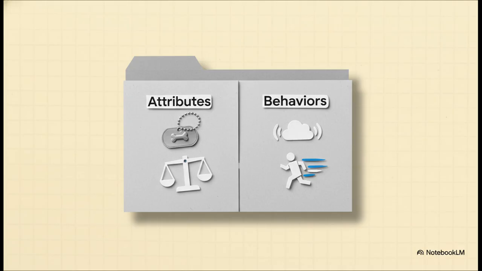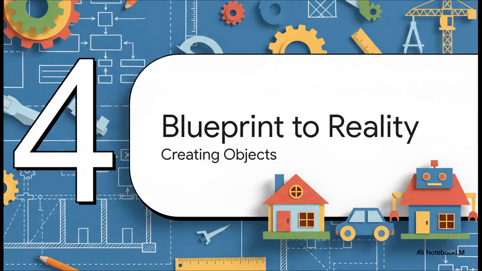And what goes into that class blueprint? Well, it's just two key things that we're already totally familiar with. First, the attributes. Those are the features, the data, the nouns. And second, the behaviors. Those are the methods we just talked about, the actions, the verbs. That's the whole shebang.